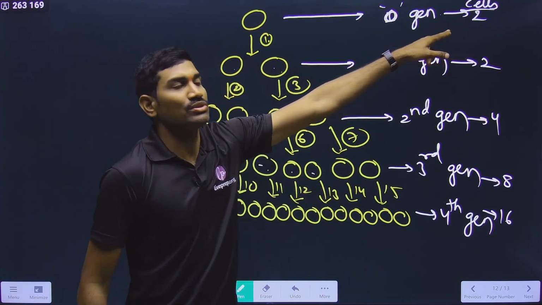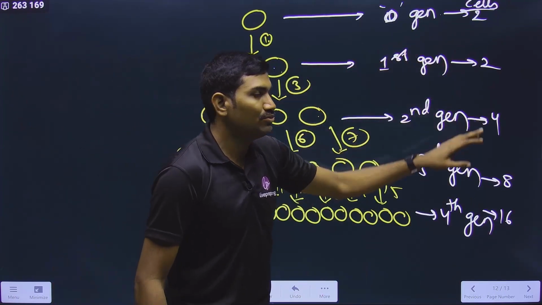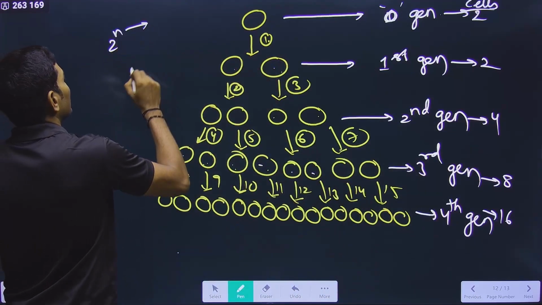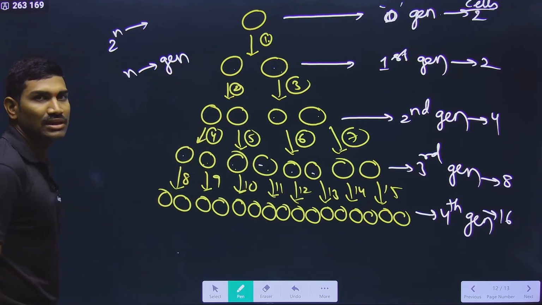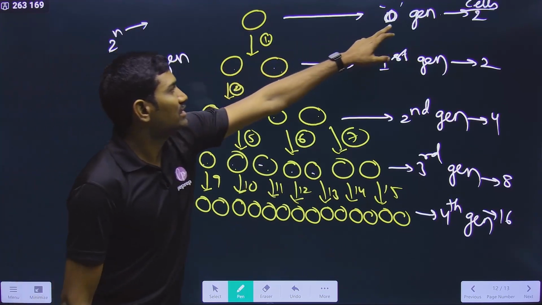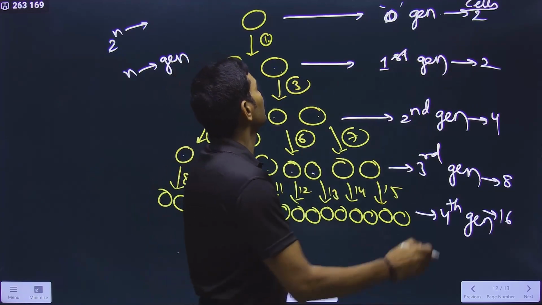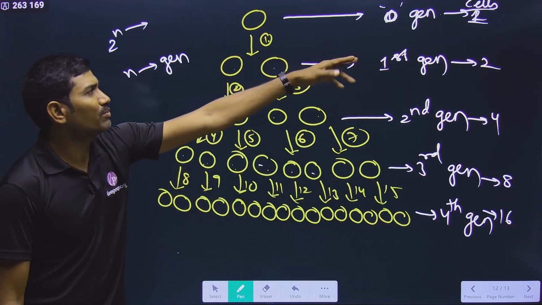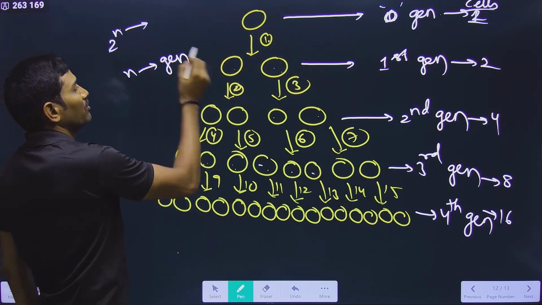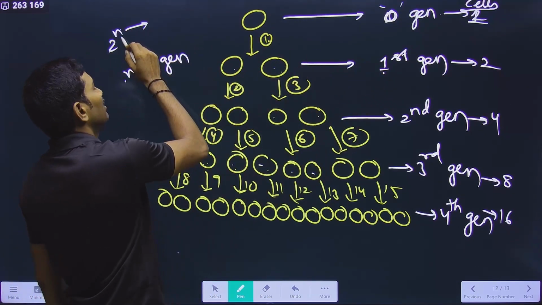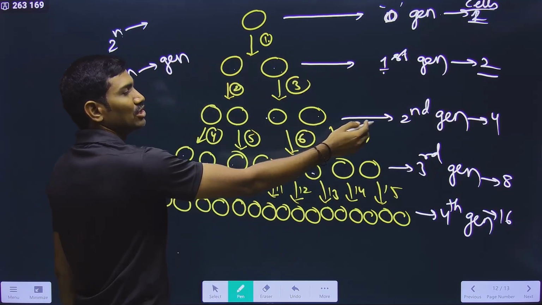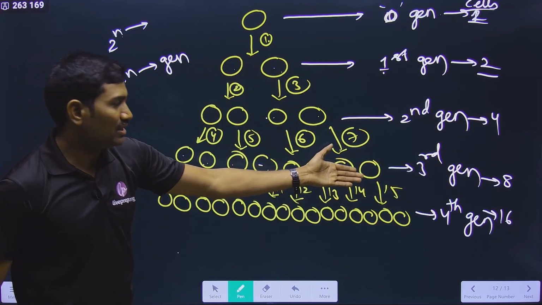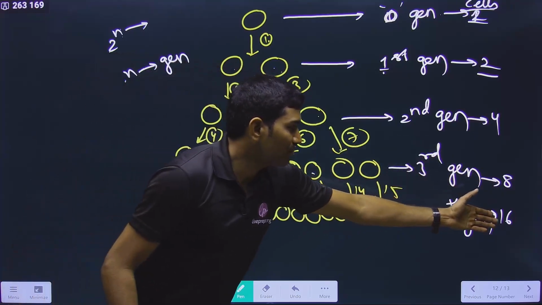Observe carefully. 0 generation, 1 cell. First generation, 2 cells. Second generation, 4 cells. Can you find any relation? Yes, it is 2 to the power n, and n indicates the generation. So 0 generation is 2 to the power 0. Anything to the power 0 is 1, right? So it is 1 cell. First generation is 2 to the power 1, which is 2 cells. Second generation, 2 to the power 2, it will be 4. Third generation, 2 to the power 3, it is 8 cells. Fourth generation, 2 to the power 4, 16.